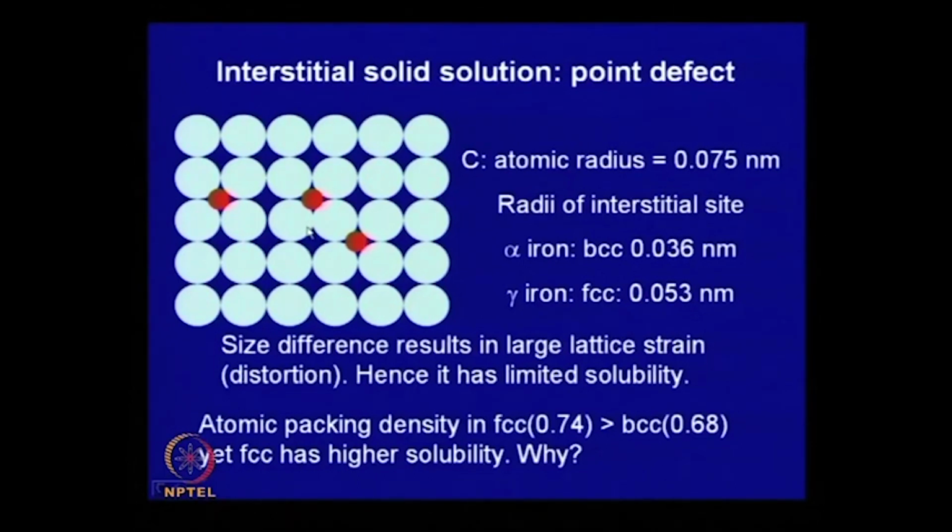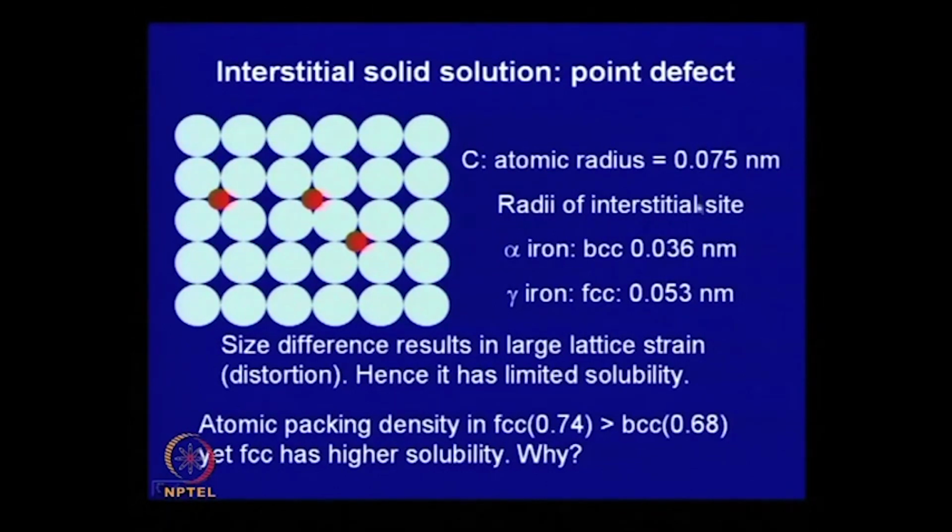Iron exists in two different crystalline forms. At a low temperature or room temperature, iron is body centered cubic, and body centered cubic structure has certain types of interstitial site, and face centered cubic structure has similar interstitial sites. We did some calculation, some exercises were given, and if you look at that, you will find that the atomic radius of carbon atom is 0.075 nanometer, whereas if you calculate the radius of interstitial sites of BCC iron, that is alpha iron, this is of the order of 0.036. So, there is a large difference.